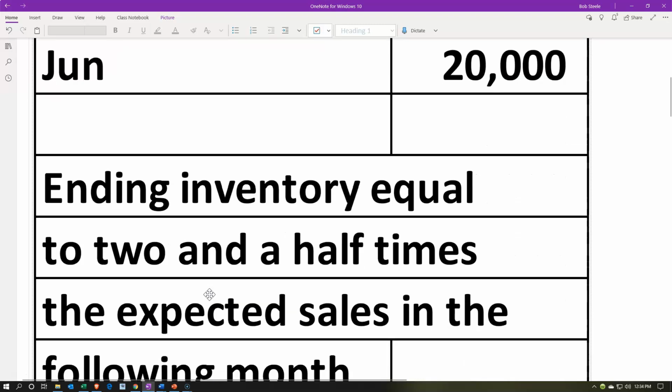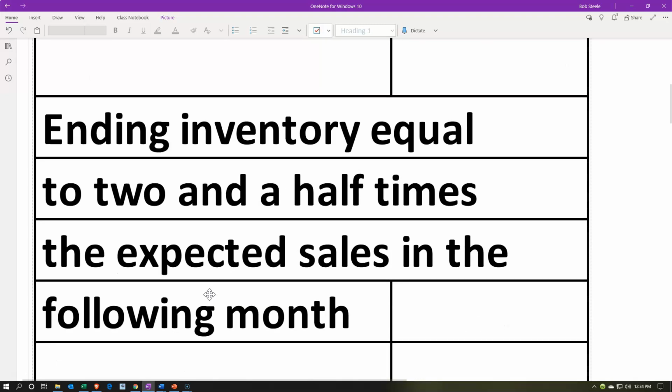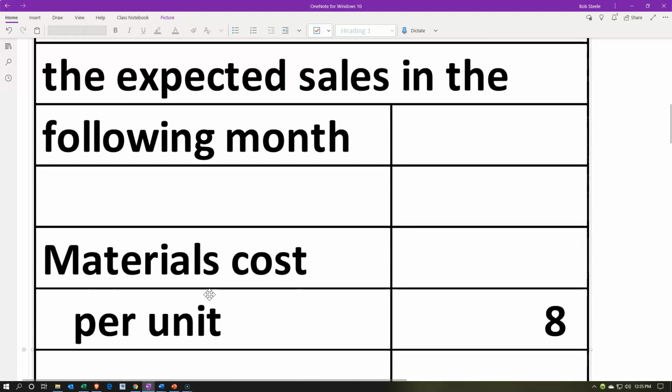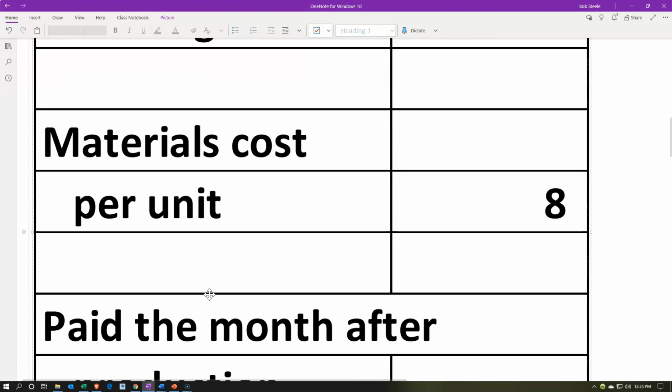We then have the ending inventory equal to 2.5 times the expected sales in the following month. So when we think about our production schedule, how many units we are going to be producing, we're going to project out into the future month and then say that we want the desired ending inventory, the cushion, as of the ending of the time period to be equal to 2.5 times the following projected sales units. So we're going to have that kind of staggering element that we will see in our schedules when we're thinking about these items related to that projection.